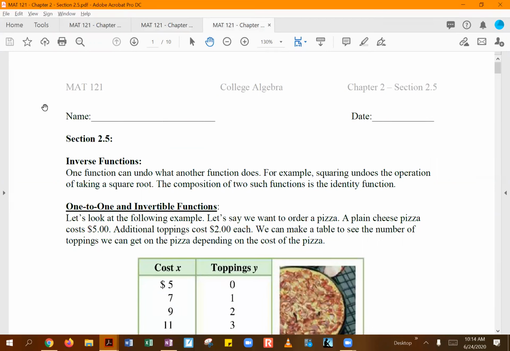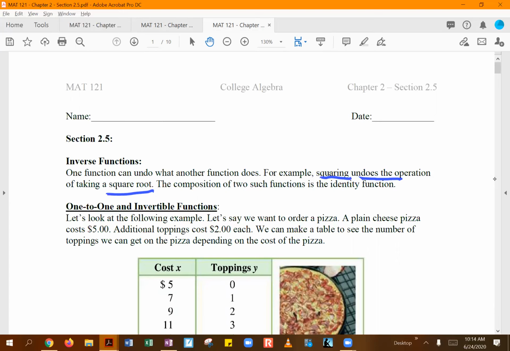Now, when we are talking about inverse functions, as you can see in that first statement, they're telling us one function will undo what another function does. So if you just think about these examples, we are talking about the square will undo the operation of a square root, which we've seen since we've solved so many equations involving squares and square roots.